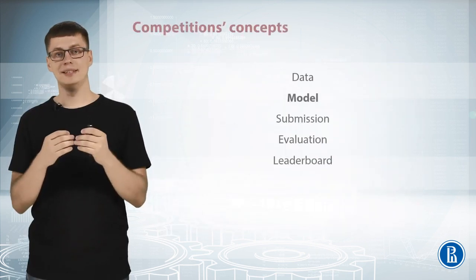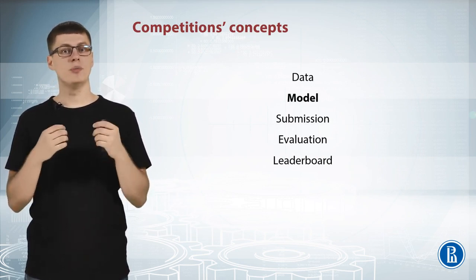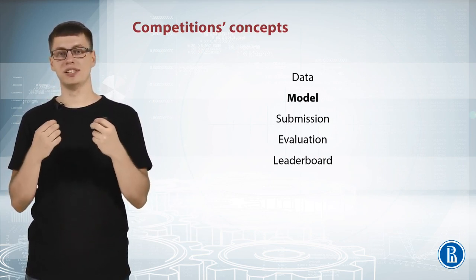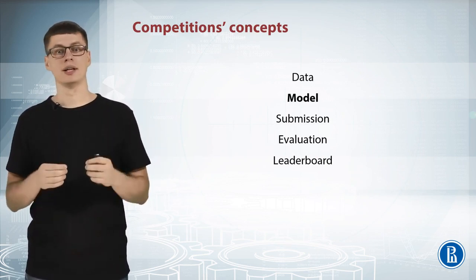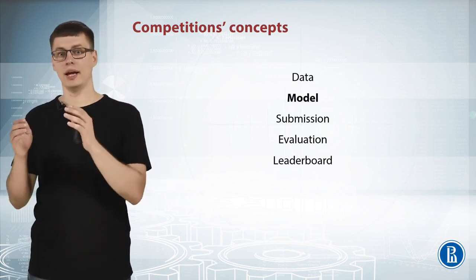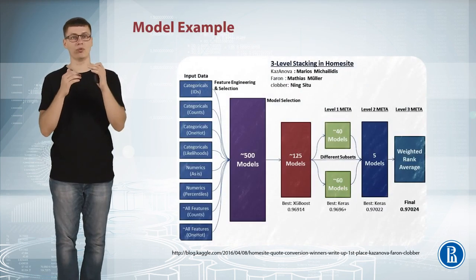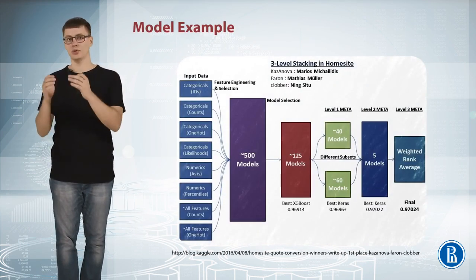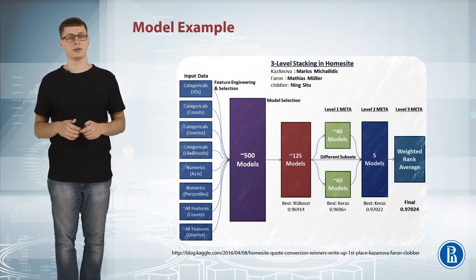The next concept is a model. This is exactly what we will build during the competition. It's better to think about a model not as one specific algorithm, but as something that transforms data into answers. The model should have two main properties. It should produce the best possible prediction and be reproducible. Inside, it can be very complicated and contain a lot of algorithms, handcrafted features, and use a variety of libraries, as this model of the winners of the Home Site competition shown on the slide. It's large and includes many components, but in the course we will learn how to build such models.